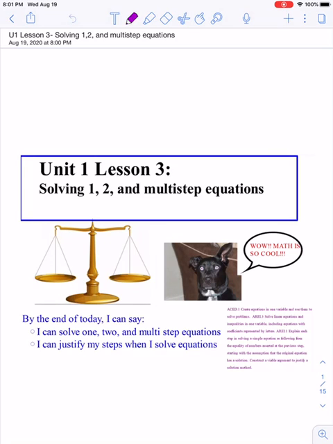Hello everybody. Today we are going to do one of the most fundamental skills that you will need to know to move on to future math classes, as well as being just a large part of what we're going to be doing for the rest of the year in this math class. And that's going to be solving equations. Today we're going to do one-, two-, and multi-step equations.